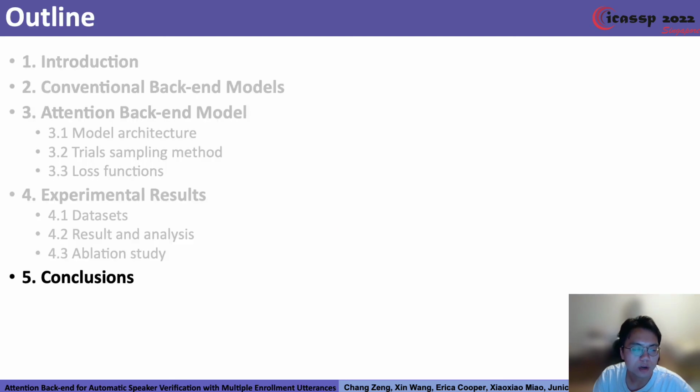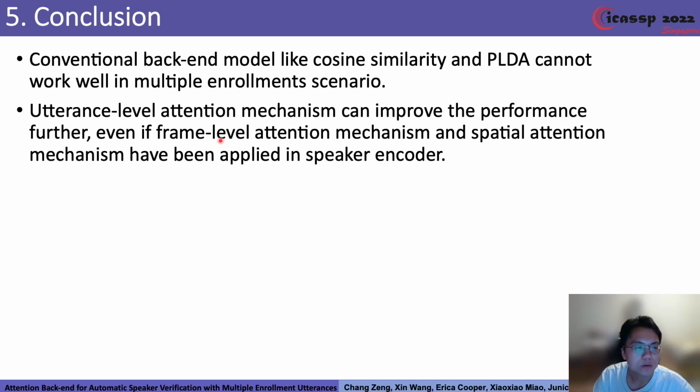Finally, here are the conclusions of our report. In our research, we found that conventional backend models like cosine similarity and the PLDA model cannot work well in multiple enrollment scenarios. So we proposed the attention backend model, which utilizes two different attention mechanisms to make better use of multiple enrollments. The utterance level attention mechanism can improve the performance further even if the frame level attention mechanism and the spatial mechanism have been applied in the speaker encoder.